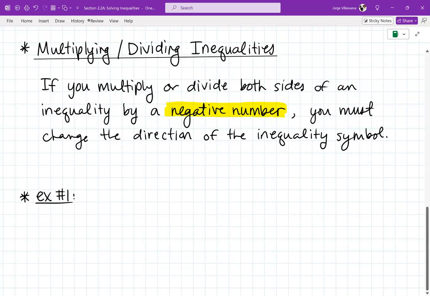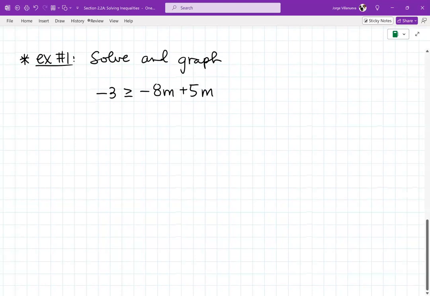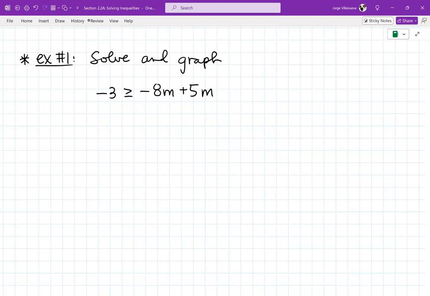Like I said, I'm going to try to do half of your homework today. I hope you guys don't mind. We're going to solve and graph. Here's the problem: negative 3 is greater than or equal to negative 8m plus 5m. These problems don't look that difficult. This one's pretty easy. I have 2 sets of variables, but they're on the same side. All I got to do is combine them, and I'm good.